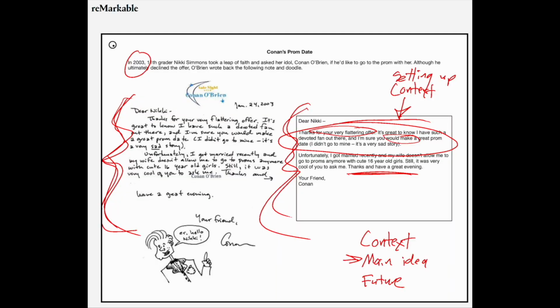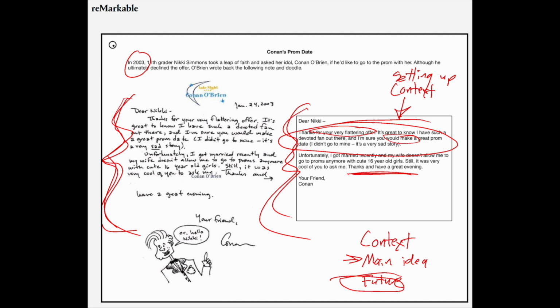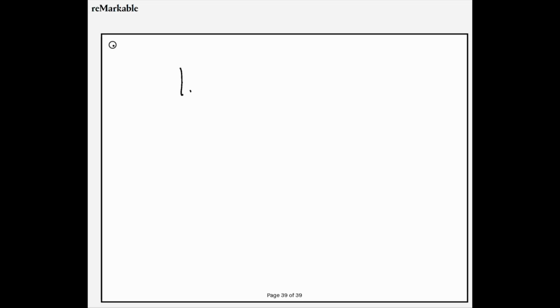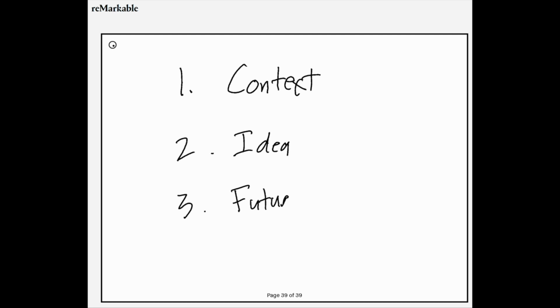Now, if he wanted to hear back from her, he would say something like, thanks, I can't wait to hear how it goes, right? And sometimes the future part is a bigger part of your essay, sometimes it's a shorter part. But in the end, all good writing follows this pattern, and I want you to, I don't know, write it down and get it tattooed on your brain. That's a good idea. Get a tattoo on your brain of this pattern that all good writing follows. One, context. Two, idea. Three, future. All good writing follows this pattern.